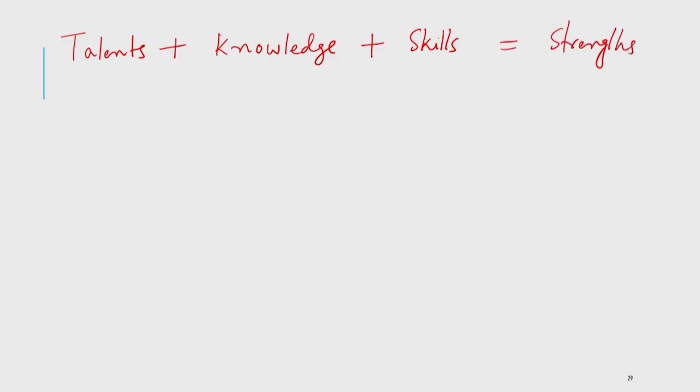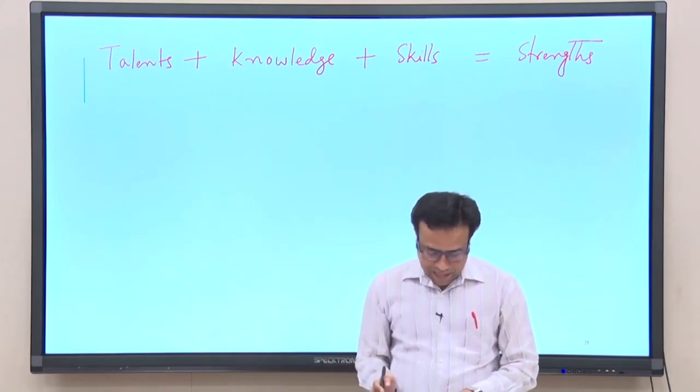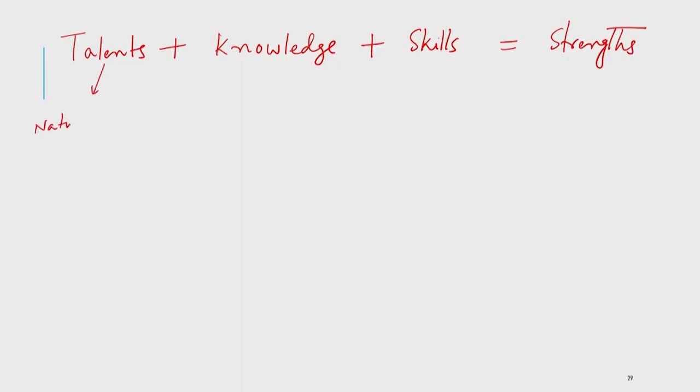So, we can show it like this. This is the basic way of representing their ideas from this approach, that when skills and knowledge are combined with talent, it becomes strength. So, this is the formula. Talents are naturally occurring capacities, naturally occurring abilities that we all have.